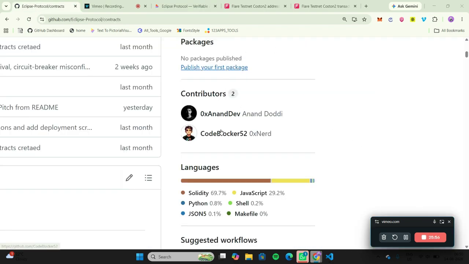The contributors of this MVP: I am Anand, dealing with the backend and infrastructure, while the co-builder, Kundan, is dealing with the contracts and the front end part.